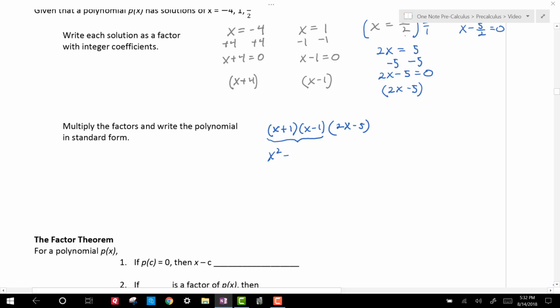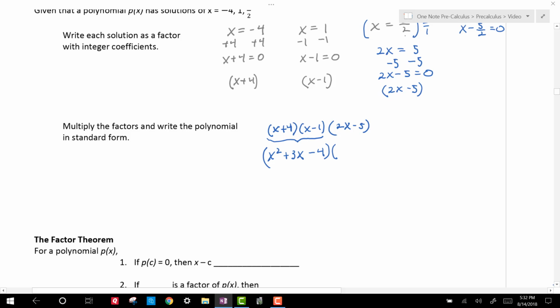Uh-oh, what did I do here? That was supposed to be x plus 4. My bad. All right, let's start this over again. X times x is x squared. X times negative 1 is negative 1x plus 4x. So that's going to give me plus 3x in the middle term. And then minus 4 at the end.